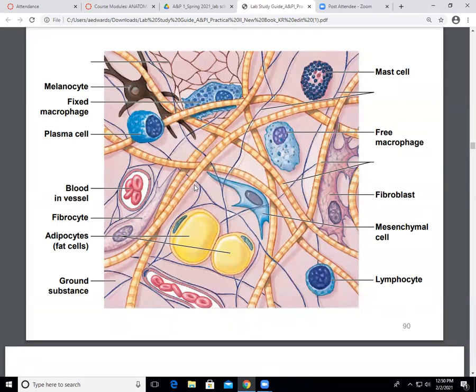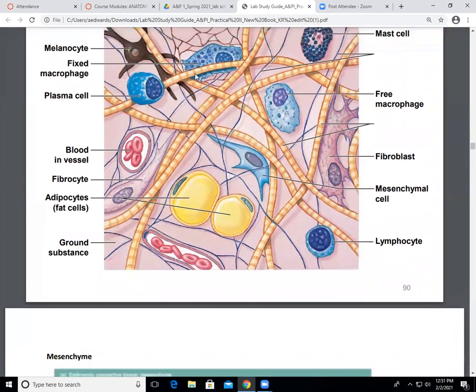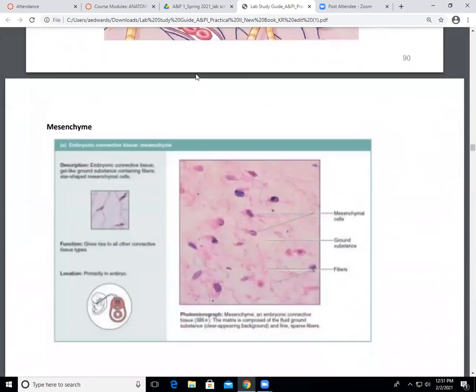We've got those, and then it looks like some reticular fibers. I think also in the Canvas shell, I believe I have this picture in there as well, so you can study that picture too.